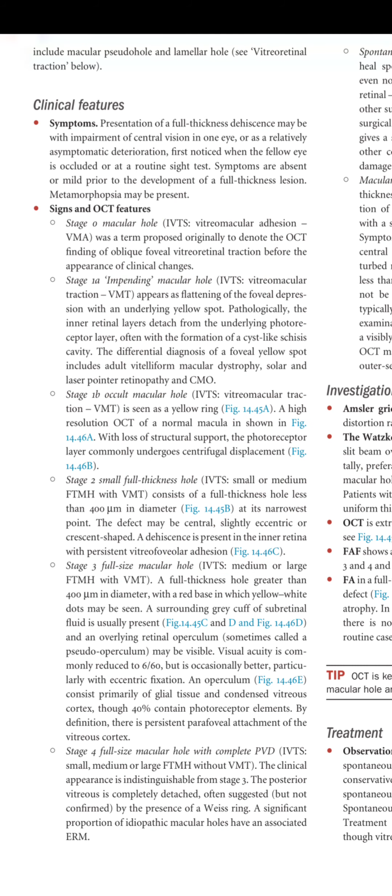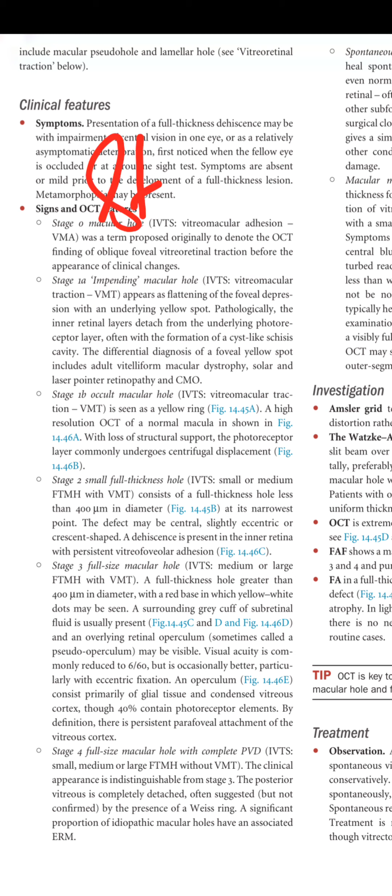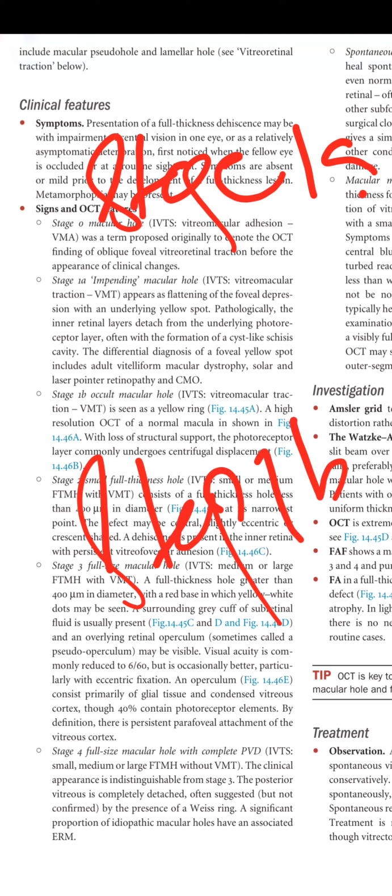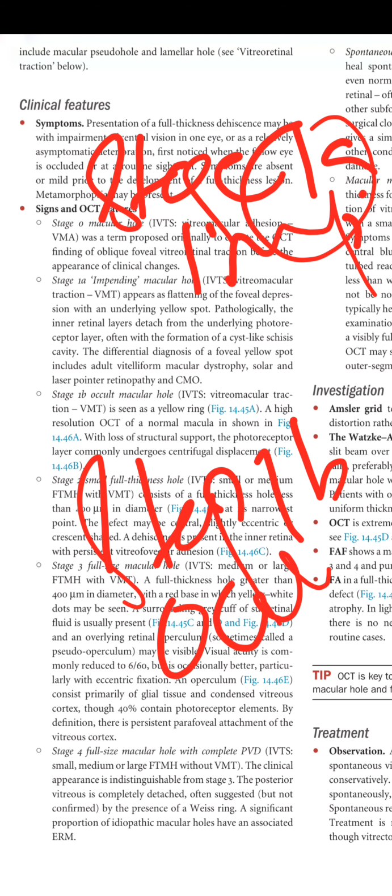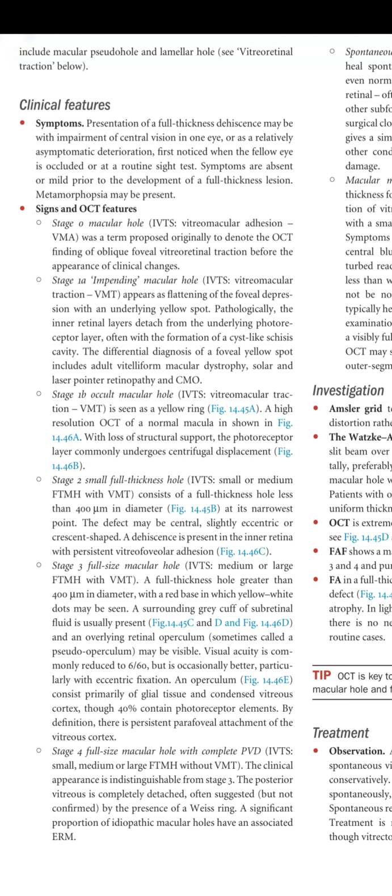So next is stage 1A. Stage 1 has two stages, stage 1A and stage 1B. Stage 1A is an impending macular hole, and stage 1B is an occult macular hole. Stage 1A impending macular hole, also known as vitreomacular traction, appears as a flattening of the foveal depression with an underlying yellow spot. Pathologically, the inner retinal layer detaches from the underlying photoreceptor layer, often with the formation of a cyst-like schisis cavity. The differential diagnosis of a foveal yellow spot includes adult vitelliform macular dystrophy, solar and laser pointer retinopathy, and CME.